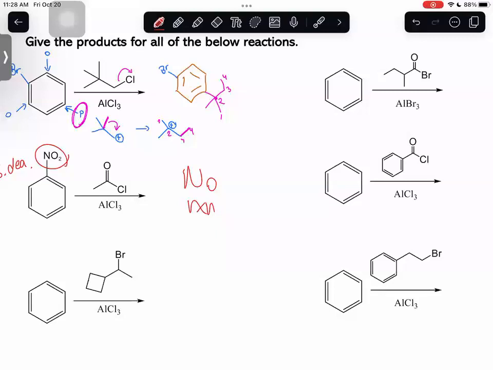Either way, wherever you add it at the end, we can rotate that molecule, and we're always going to get the same exact one. So, yeah. Emily, did you have a question?